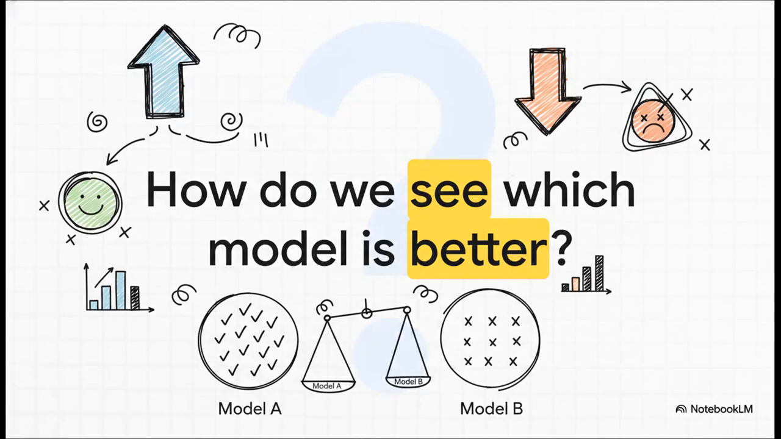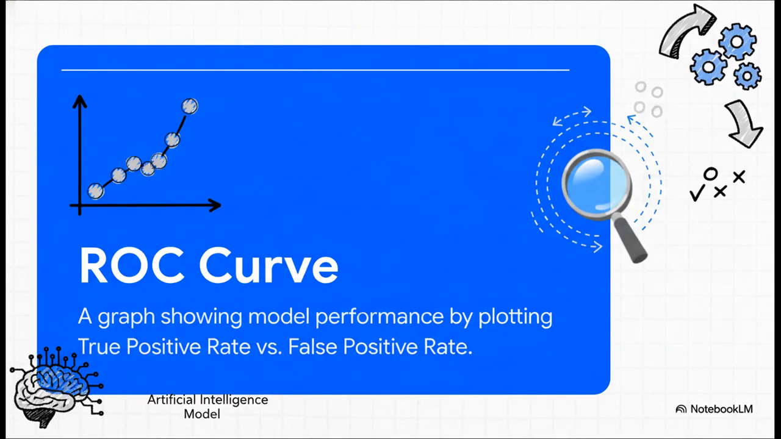How do we really see the trade-offs that each model is making? Is one model great at catching the positives, but maybe has a lot of false alarms? Is another one more conservative? How can we see that at a glance? Well, the answer is an amazing tool called the Receiver Operating Characteristic Curve, or just ROC curve for short.